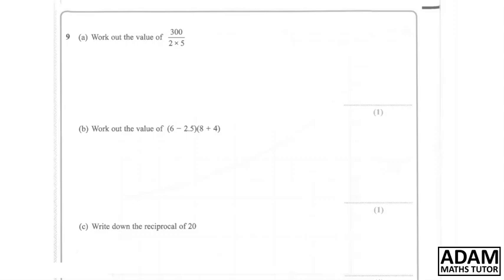Question 9, Part A. Work out the value of 300 over 2 times 5. You can just type this straight into your calculator, but this would be the same as 300 over 2 times 5 is 10. And 300 divided by 10 is 30.